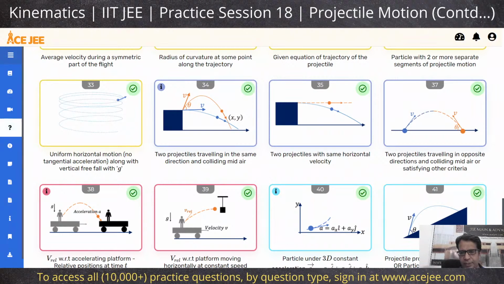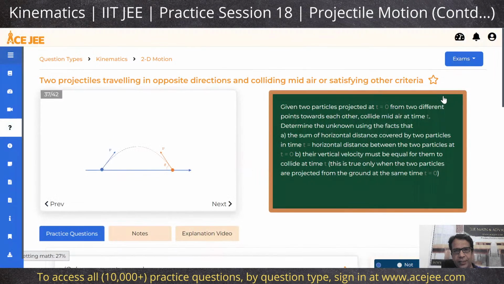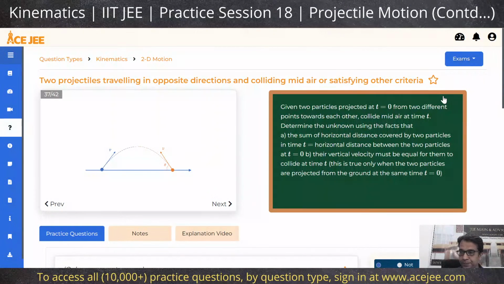So once again, I'm talking about number 37. Let me get inside number 37. So what we have here is 2 projectiles which are thrown at around the same time, or at a given time difference, and they travel in opposite directions. So let's say one projectile is moving from left to right, the other is moving from right to left, and then they collide midair. And then you'll be asked to determine the unknown using this information. So let's do a quick understanding of how to think about such questions, and then we'll do a good question, actually, not just a trial question.